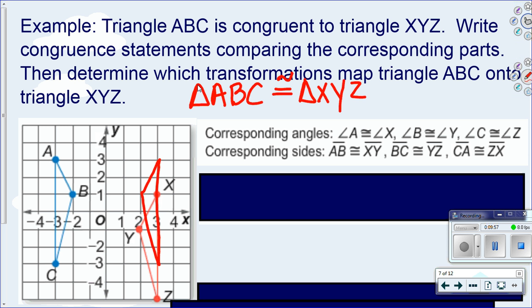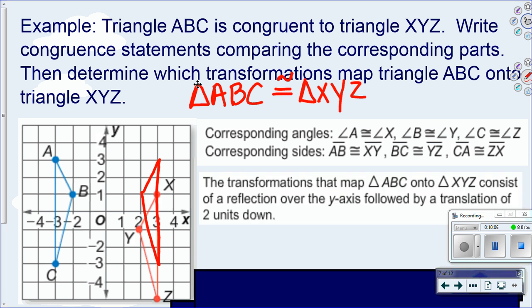Then what did we do? Amarine? We translated it 2 units down. Very good.